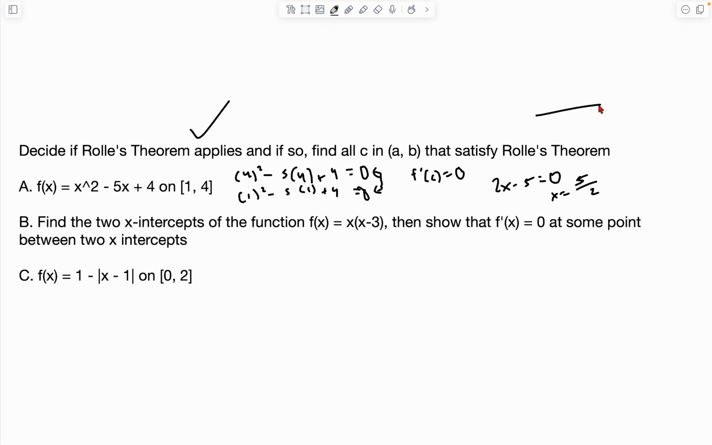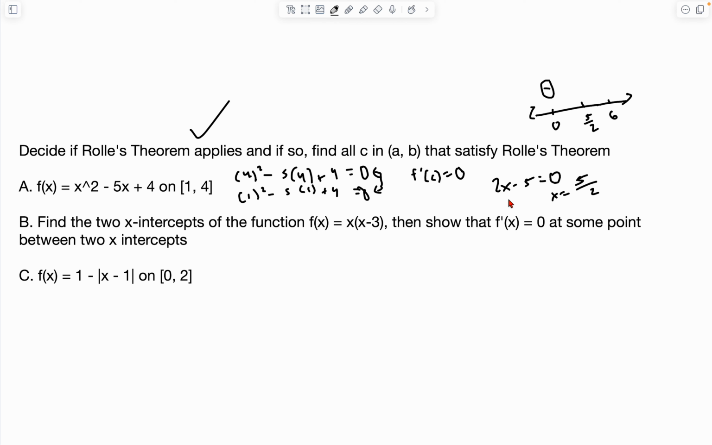Which we can confirm with a number line, as we saw in our relative max and min video. So we pull out 5 halves, that's 2.5, so I can put a point at 6, and another point at 0. Plug in 0 into our derivative, 0 minus 5, that's -5, so negative over here.